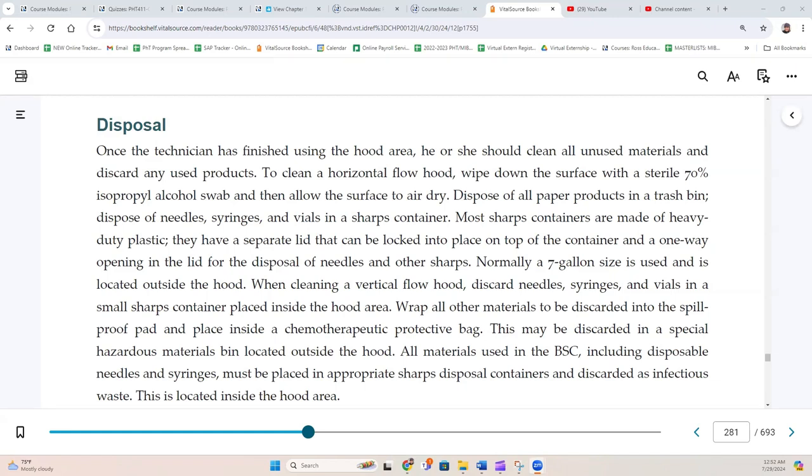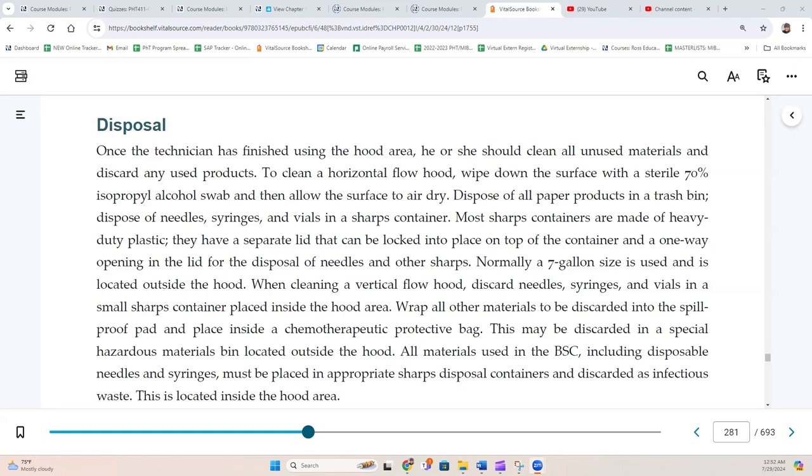They have a separate lid that can be locked into place on top of the container and a one-way opening in the lid for the disposal of needles and other sharps. Normally, a 7-gallon size is used and is located outside the hood.